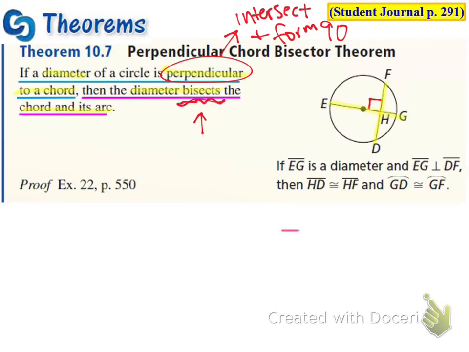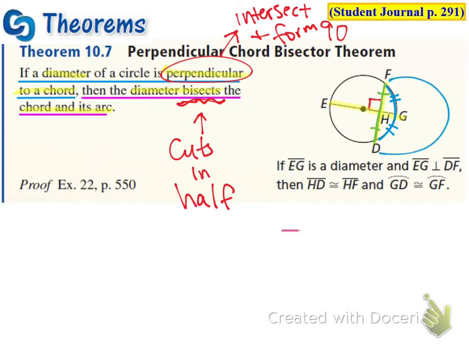That means the diameter bisects. What does bisect mean to me? Cuts in half. The diameter cuts the chord. So the chord is FD. That means the chord is cut in half. And that means the arc that the chord forms is also cut in half. So if you want to mark it like this, it's helpful for later on. The most common mistake that students make is that they think that this arc forms 180, and it doesn't, because FD does not start and stop on the diameter. So it's not 180, it's going to be less than that.